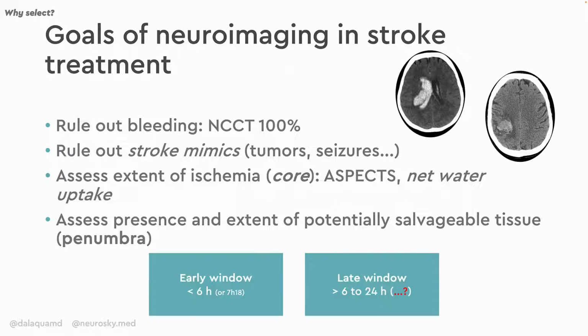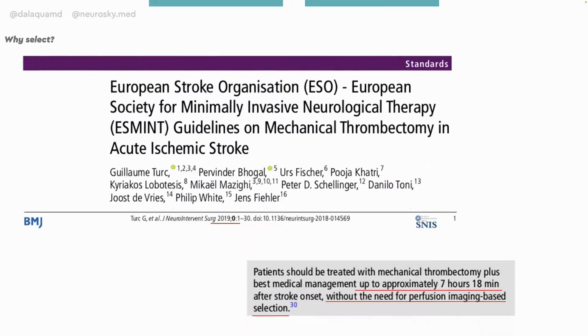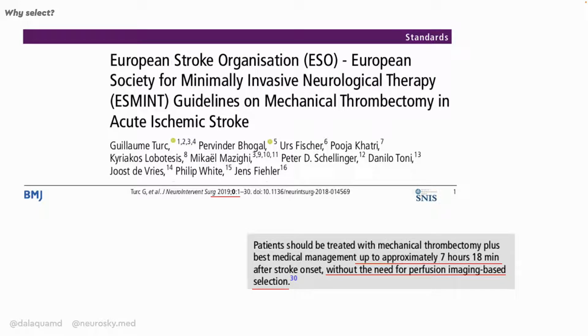The estimation of core and penumbra is different if we're talking about the early window, so in the first 6 or 7 hours after the deficit, or if we're talking about the late window, that would be 6 to 24 hours after the stroke onset. If we talk about the European guidelines, they state that patients should be treated with mechanical thrombectomy plus best medical management up to approximately 7 hours after stroke onset without the need for perfusion imaging based selection.